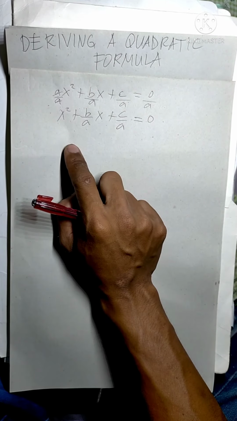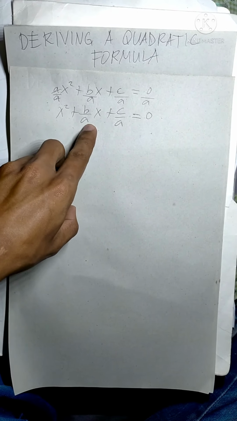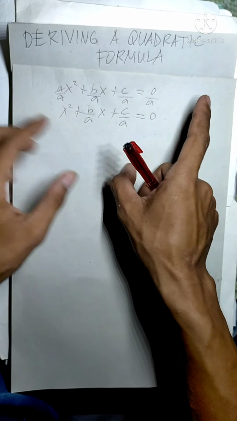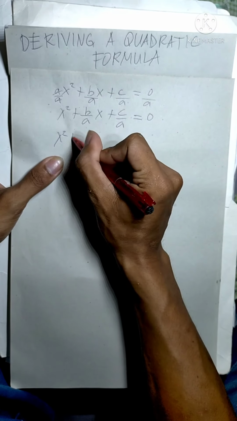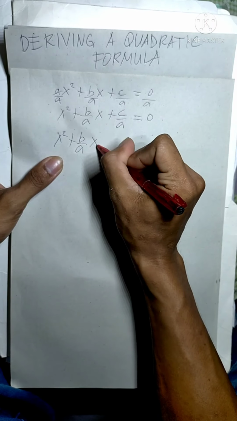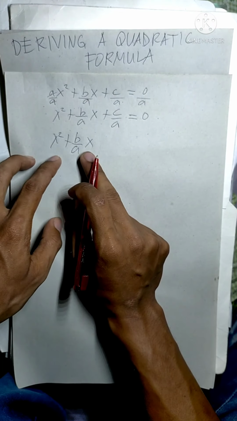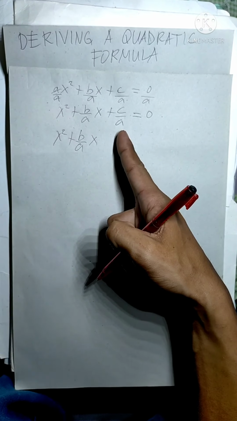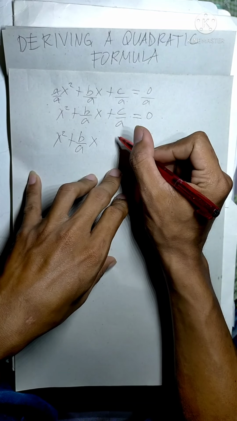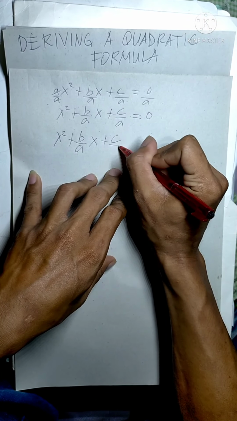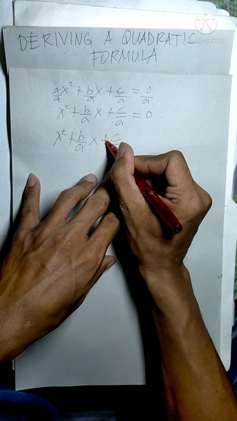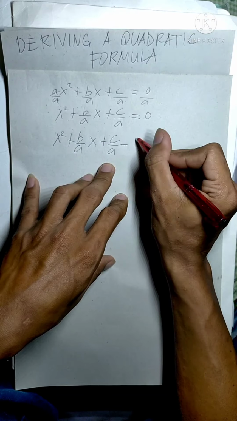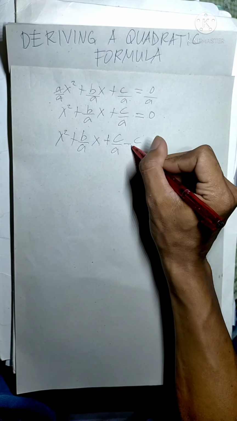The second step is to isolate the terms that have a variable. The terms that have a variable are the first term and the second term. The third term has no variable, so we have to take it out. So x squared plus b over a x are the two terms that have a variable. The term c over a we have to take out. Since it is positive, we have to subtract it itself.